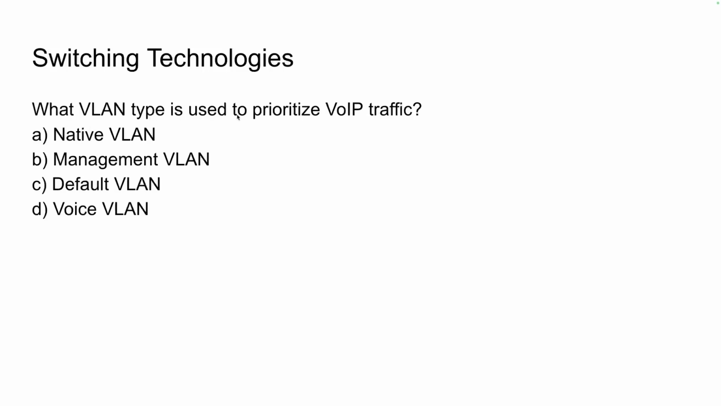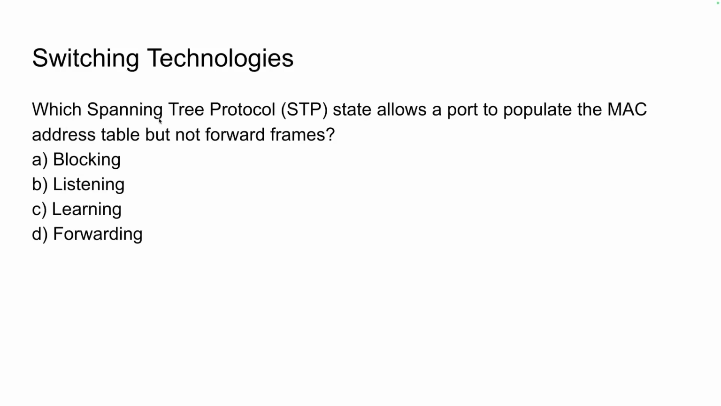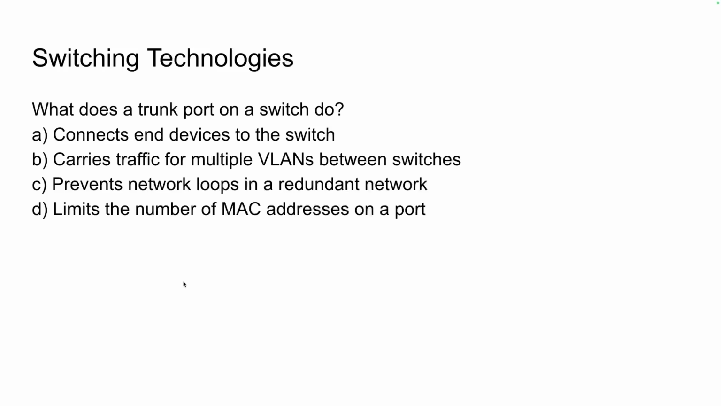What VLAN type is used to prioritize VoIP traffic, right? So native VLAN, management VLAN, default VLAN, or the voice VLAN. I wonder which one it is. It's the voice VLAN. Which spanning tree protocol state allows a port to populate the MAC address table, but not forward the frames, right? So you want to populate the MAC address table, so it's learning, right? So it's not blocking, obviously, it's not listening. I mean, it is technically listening, but it's also learning. And it's not forwarding anything, because it says it's not going to forward any frames. So it is learning.